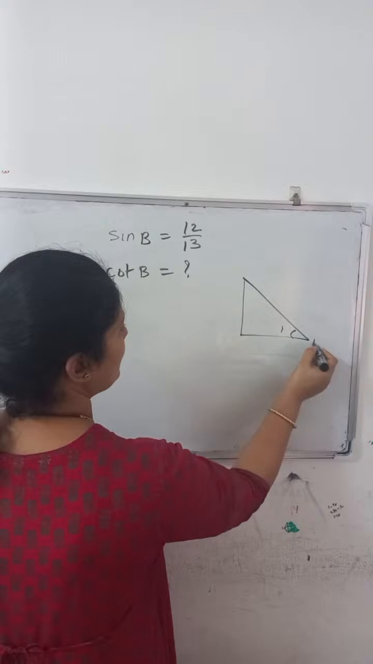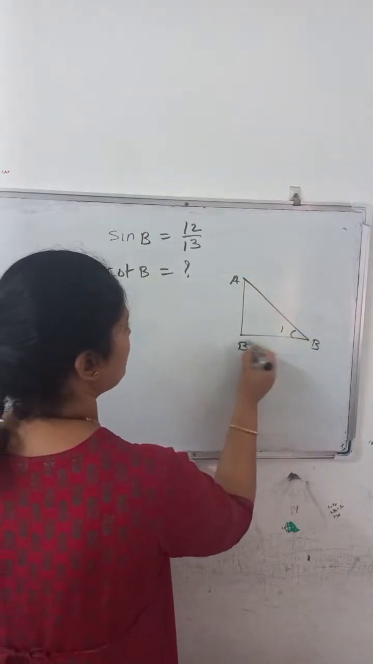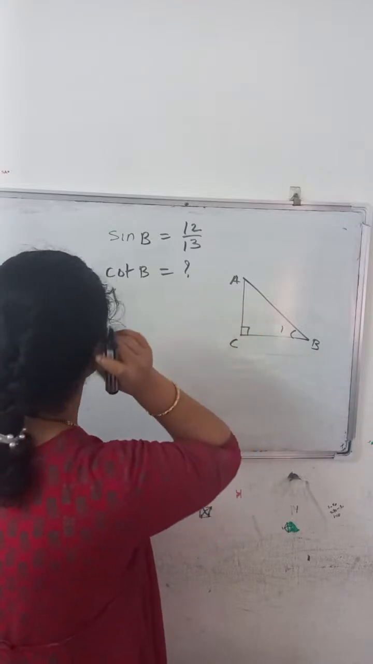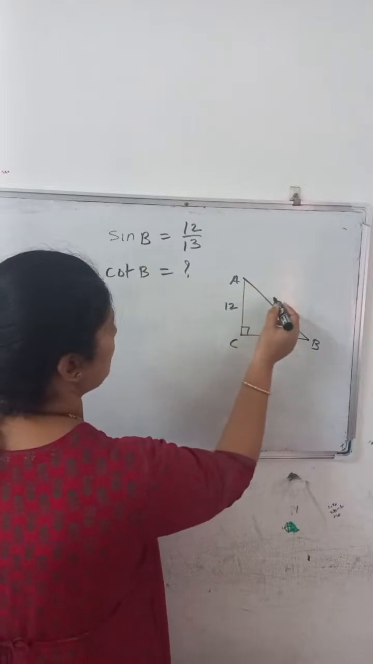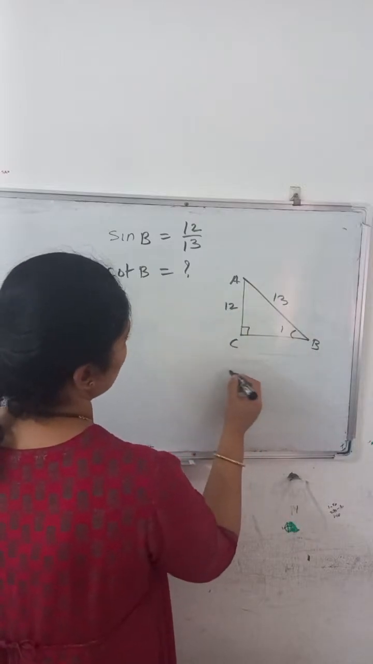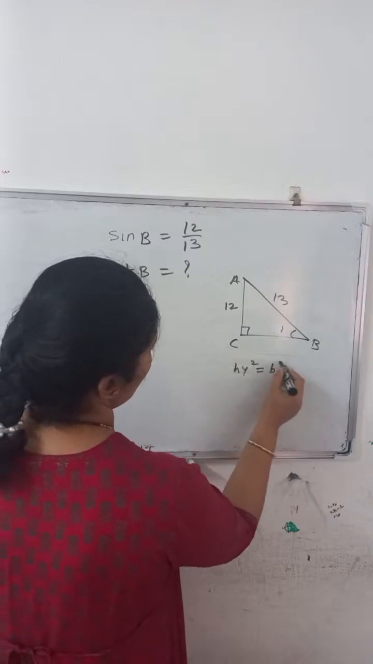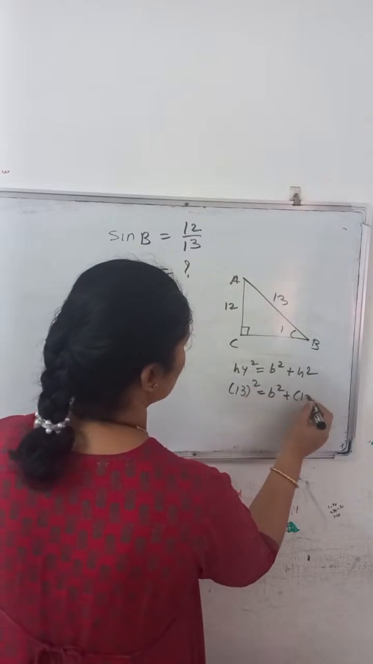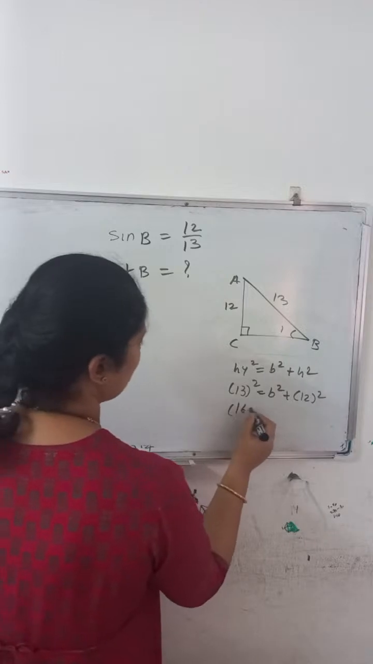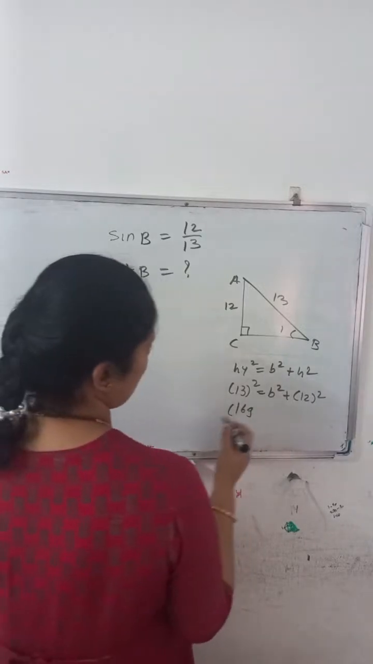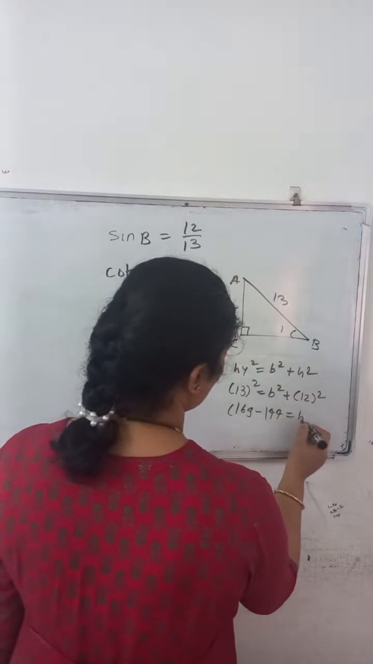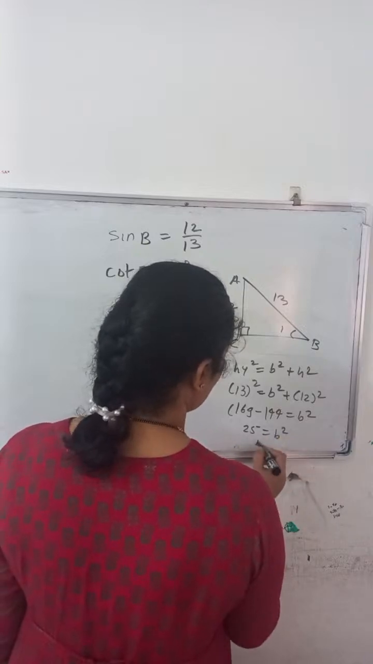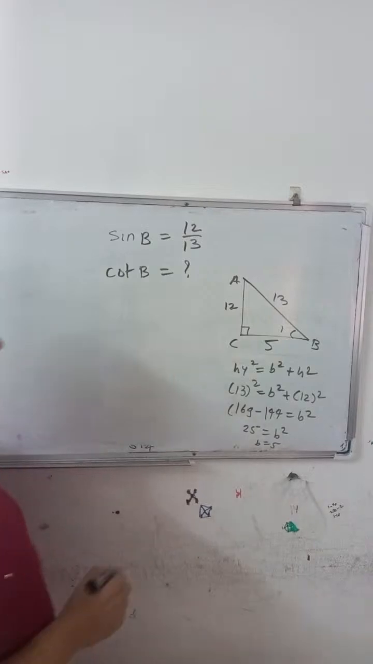So here if you take this angle as B, in triangle ABC, this is 90 degrees. Sin B is nothing but opposite by hypotenuse. So hypotenuse square is base square plus height square. This is 13 square is equal to B square plus 12 square. 13 square is 169, minus 144 is equal to B square. So B square is 25, that is B is equal to 5.